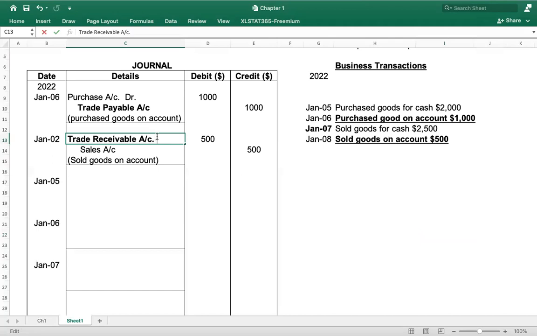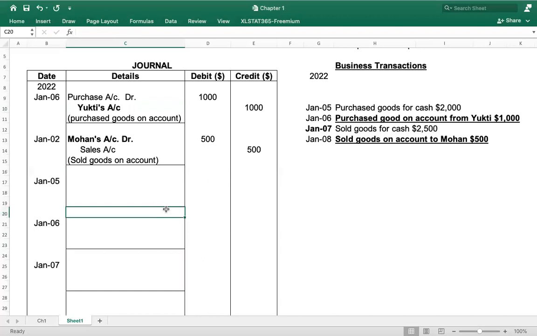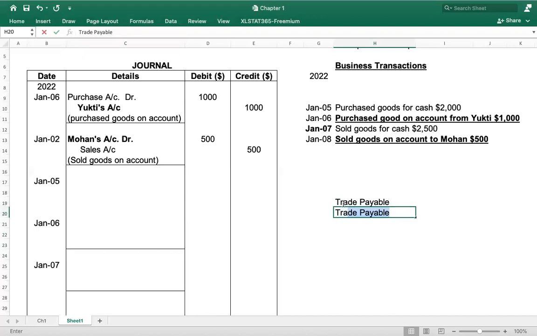Trade receivable account debit. Now imagine sold goods on account to Mohan. If it is written like this, sold goods on account to Mohan, then instead of trade receivable, I know the name now, I will write what? Mohan's account. I hope understood. Like this, purchased goods on account from Yukti, $1,000. So in place of trade payable, I will write Yukti's account. Purchase account debit, Yukti's account credit, right? If you don't know the name, then that common term we will use, trade payable or trade receivable. I hope understood.